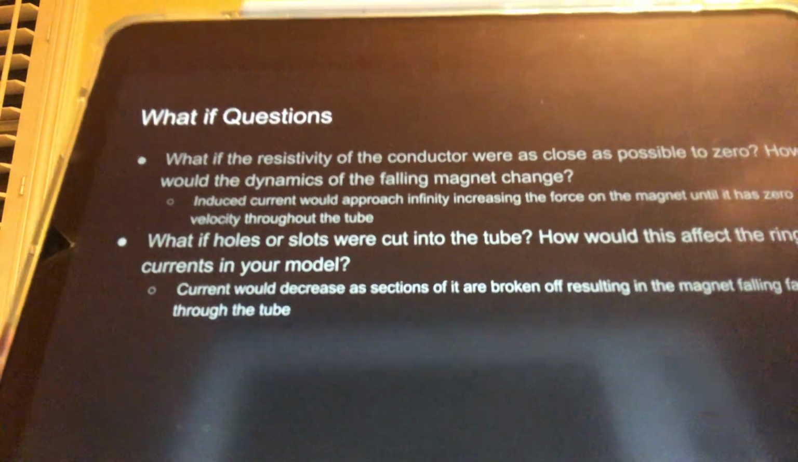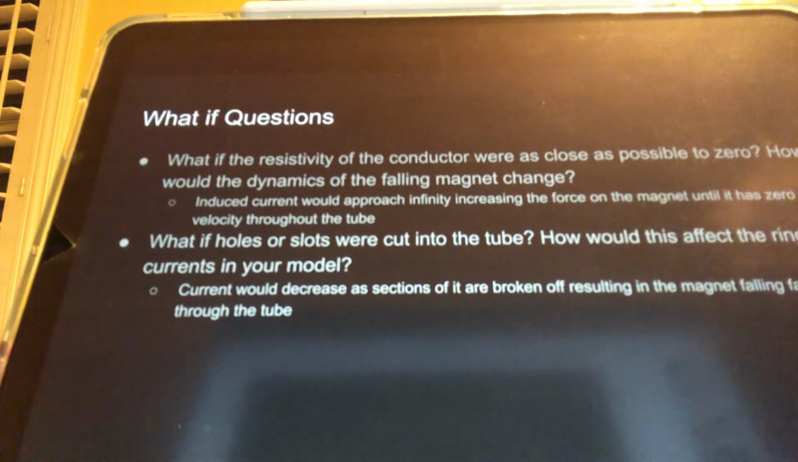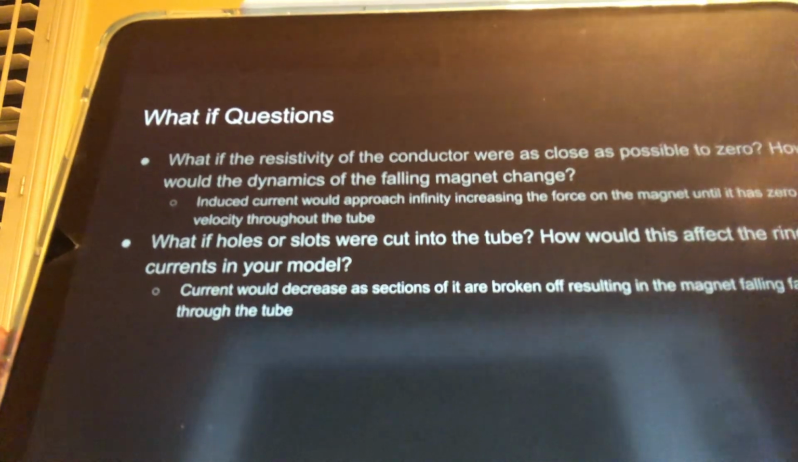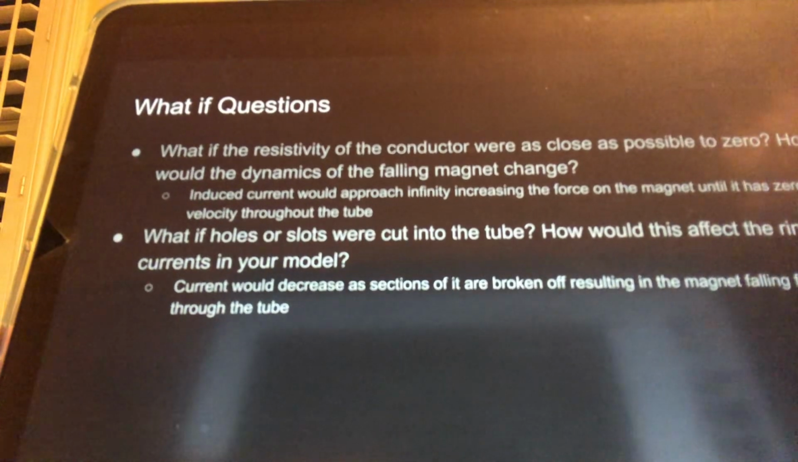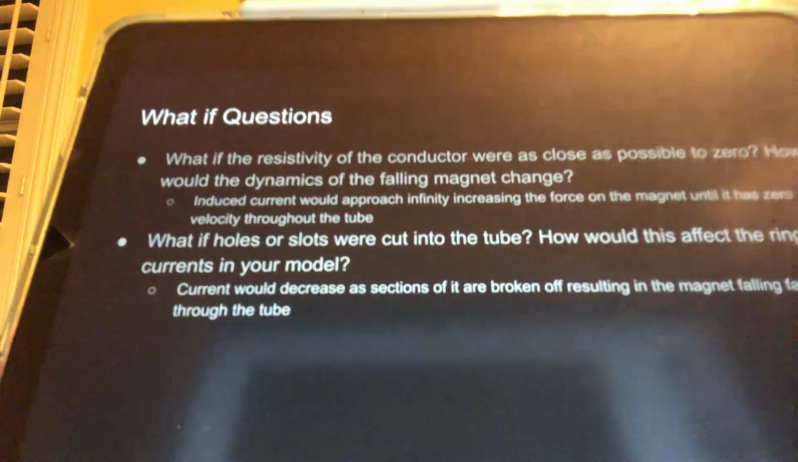And if there were holes or slots cut into the tube, then the current would decrease as sections of it are broken off, resulting in the magnet falling faster throughout the tube.